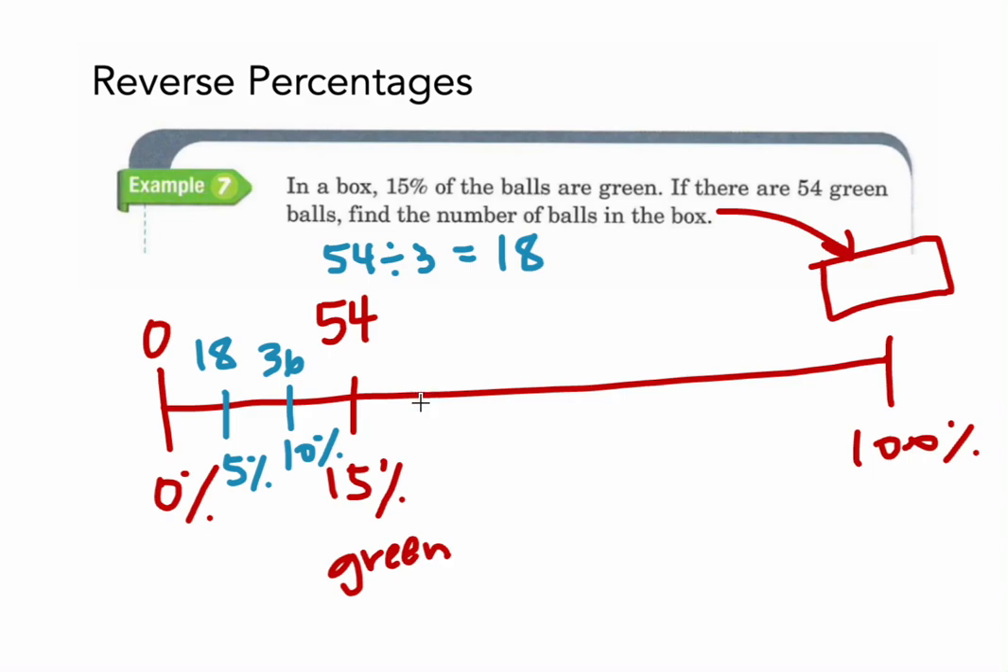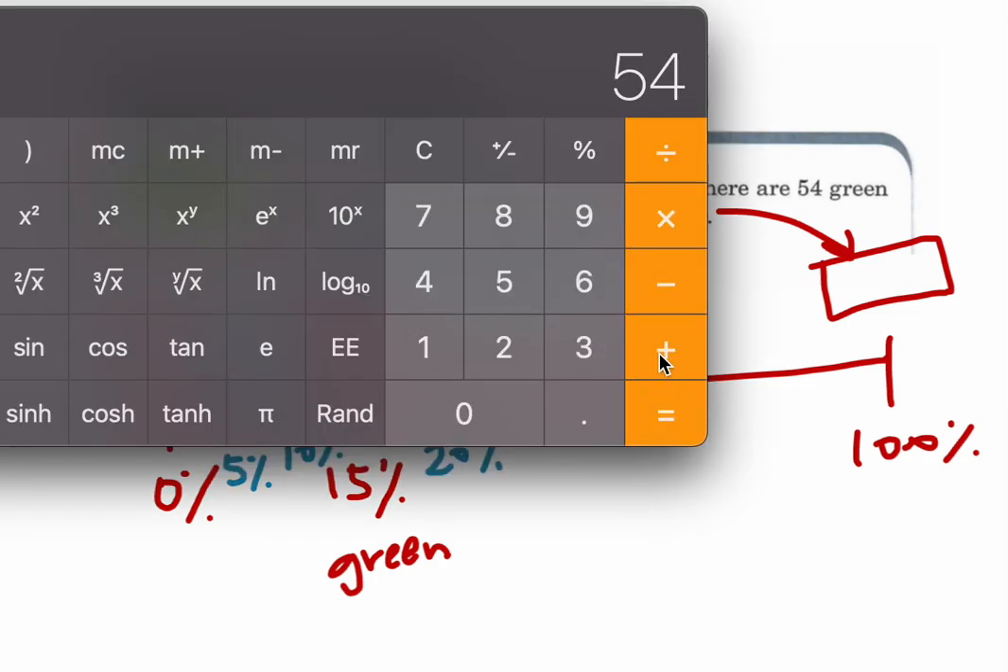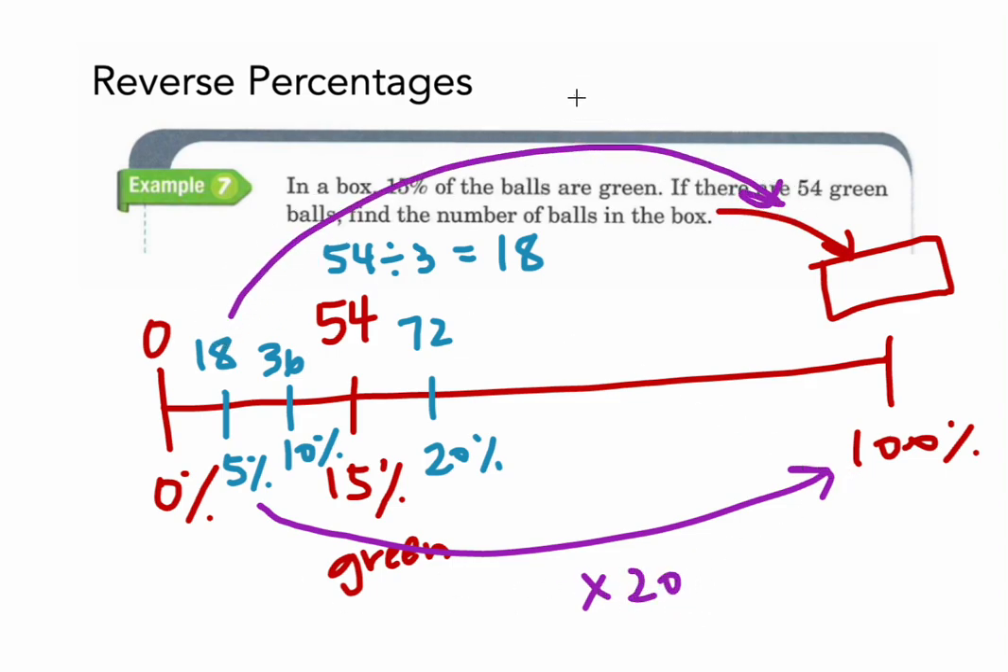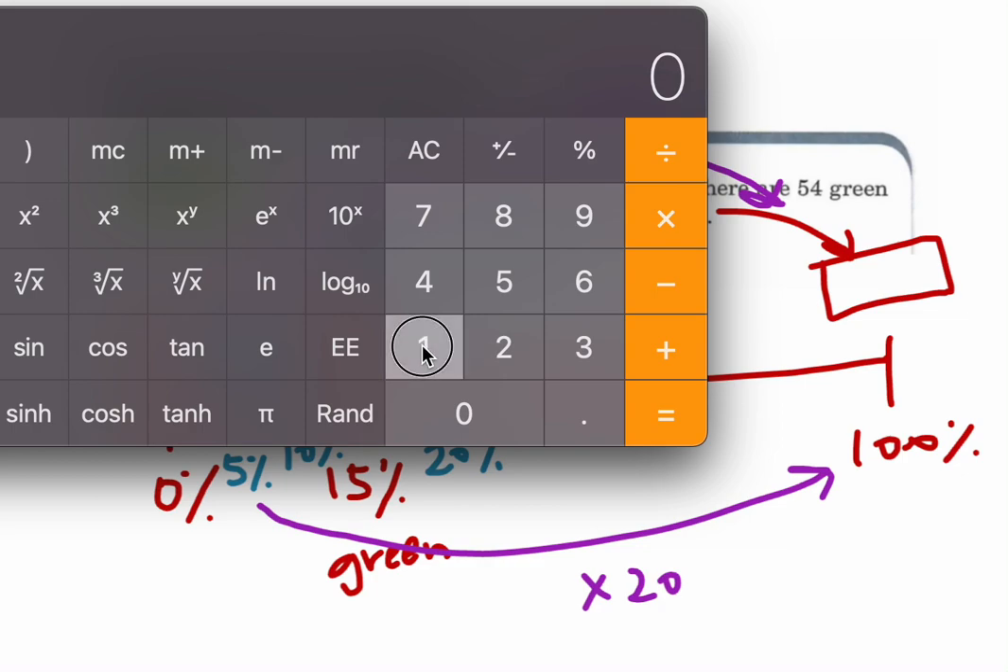Since you know that each 5% is equal to 18 green balls, you can keep adding up. So then 20% would be another 18 balls. So 54 plus 18 would equal 72. You can do that up until you reach 100, but that takes a really long time. So a shortcut would be, if you know that 5% is the same as 18 green balls, then 5 times 20 will get you to 100. So then 18 times 20 will get you to the total amount of balls, which is 360.